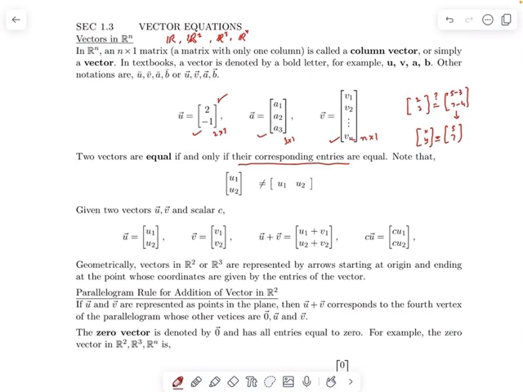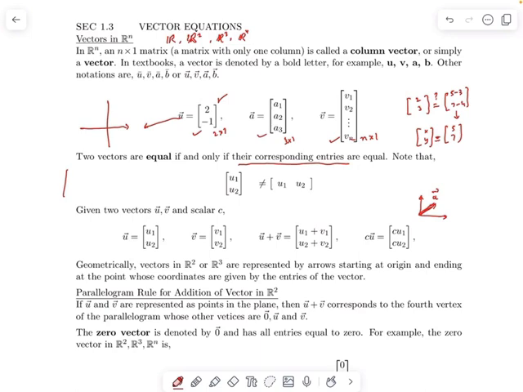Geometrically, vectors in R2 or R3, the plane and space, remember, are represented by arrows starting at the origin and ending at the point whose coordinates are given by the entries of the vector. So I showed you, in the plane, you can always draw a vector like this. It starts at the origin. Let's say this is the u vector. For example, up there we have the vector 2, negative 1. How will you draw this vector?